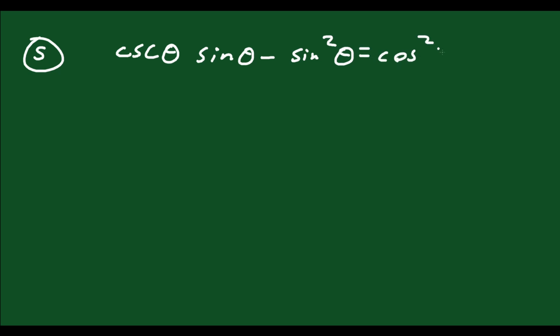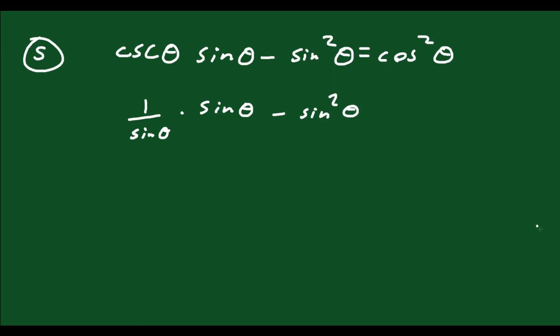Let's do number 5. Let's say we have cosecant theta times sine theta minus sine squared theta equals cos squared theta. What can I do? Well, on the left, I have 1 over sine theta, that's what cosecant is, times sine theta minus sine squared theta.